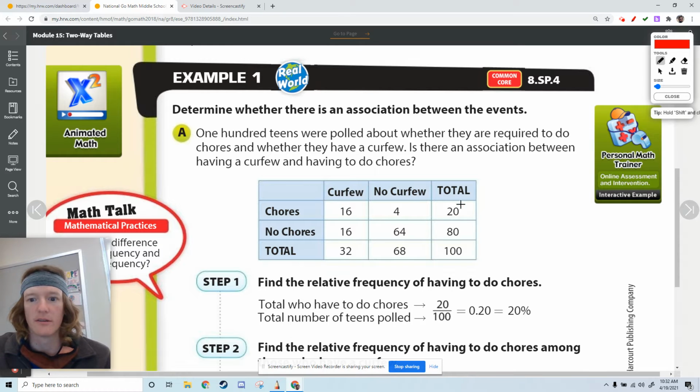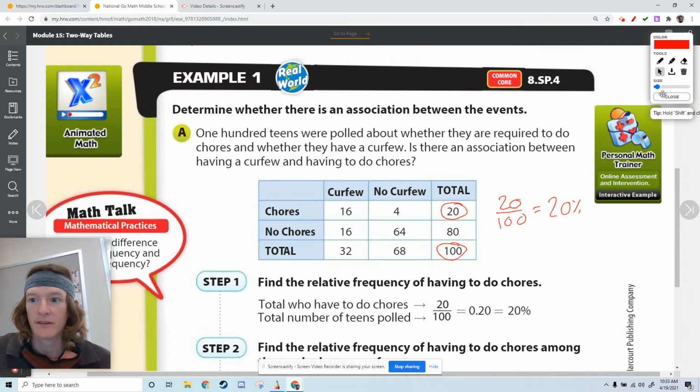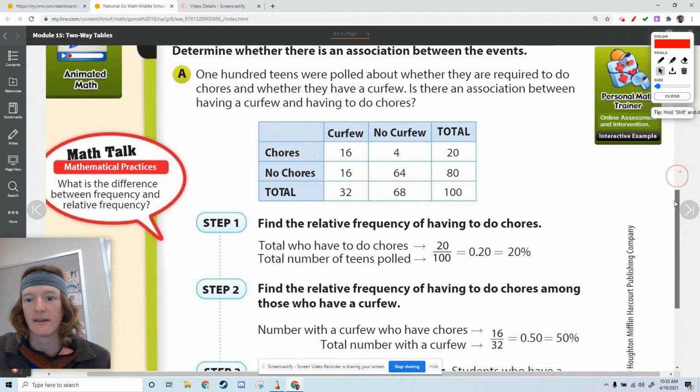So chores is 20 people out of 100. So 20 out of 100. If you were to do that, it is already a percent. That's 20 per 100. Okay, you could divide the top and the bottom. Next, we need to find out. I've got to scroll down. So let's find those. They gave us the number there.